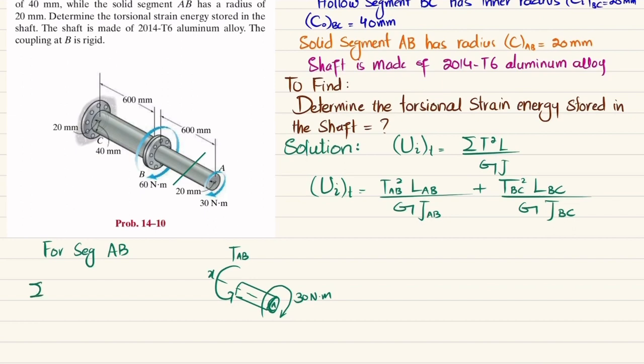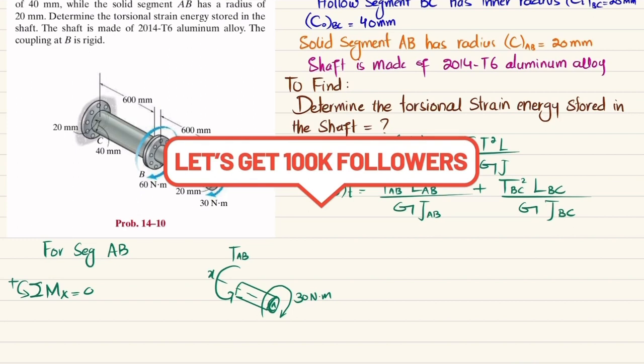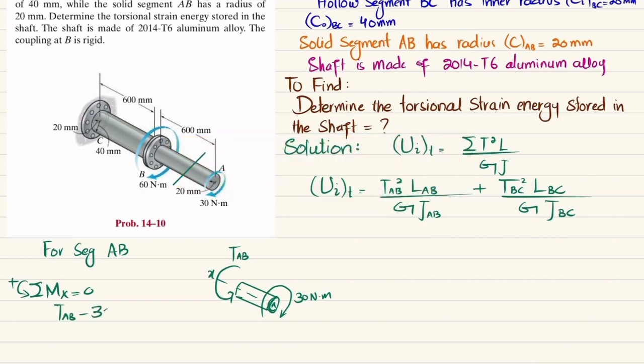In order to find TAB, we will apply the equation: the sum of all moments about the x-axis must be equal to 0, with counterclockwise taken as positive. So torque TAB, which is counterclockwise, and the other one which is minus 30, their sum must be equal to 0. So TAB is equal to 30 Newton meter. This is the internal torque in segment AB.